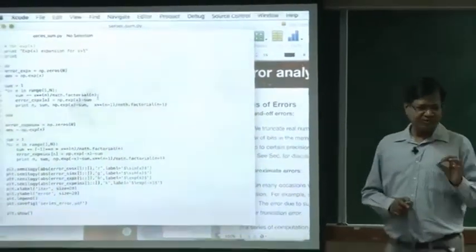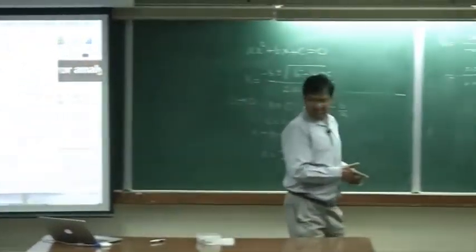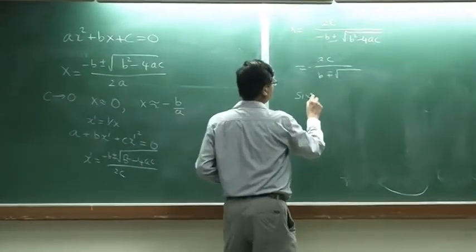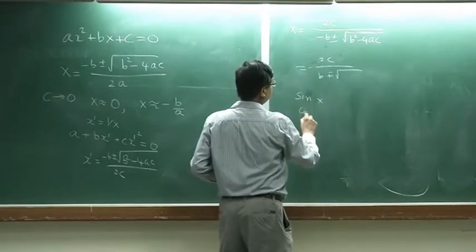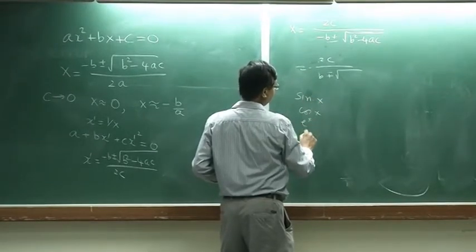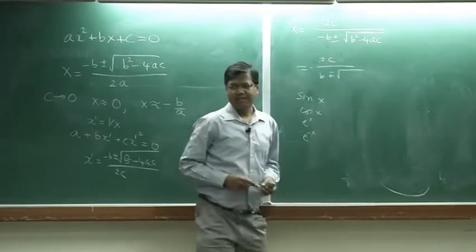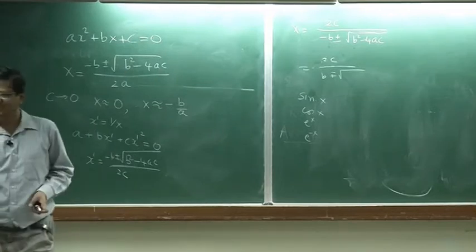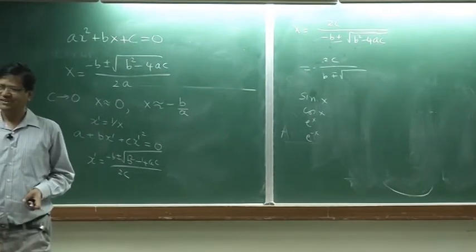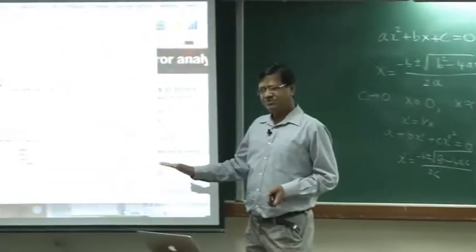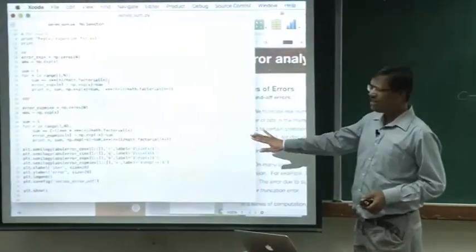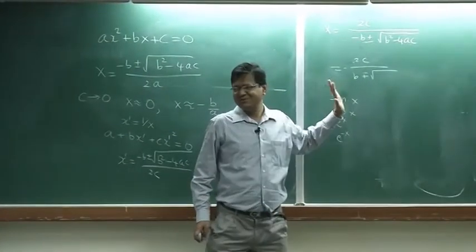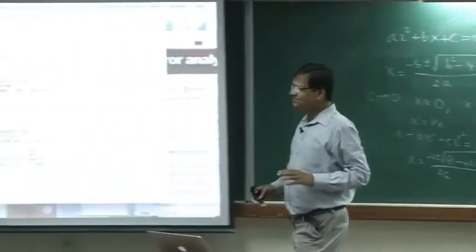So, I am computing for x equal to 1 these 4 functions: sin x, cos x, exponential x, exponential minus x. Does exponential minus x have the largest error or the smallest error? I will compute the error right now, just not the relative error. Well, these values are approximately close to 1, so it is basically the same as the relative error.